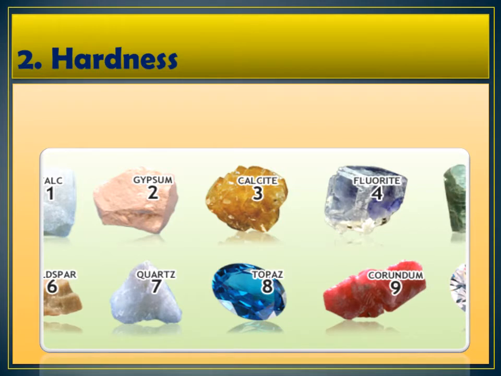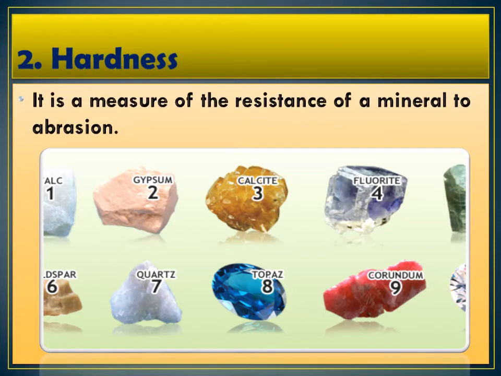Minerals also can be described based on hardness. It is a measure of the resistance of a mineral to abrasion. Take a look at the minerals below. They have their numbers, and we will see what's the description of each mineral in our next slide.